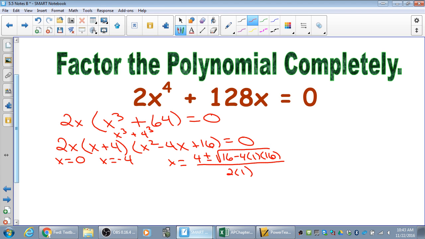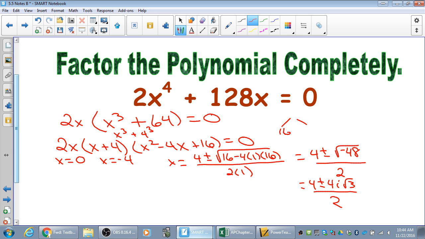16 minus 64. 16 minus 4 times 16. Negative 48. There's your imaginary. 4 plus or minus square root of negative 48 over 2. Well, we got some simplifying to do here. That's 4 plus or minus 4i square root of 3 over 2.